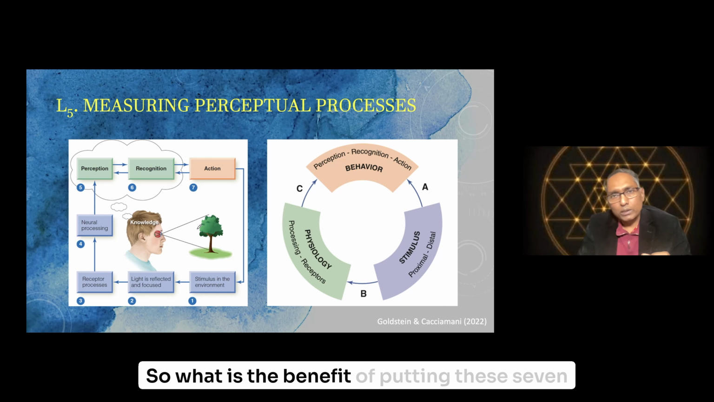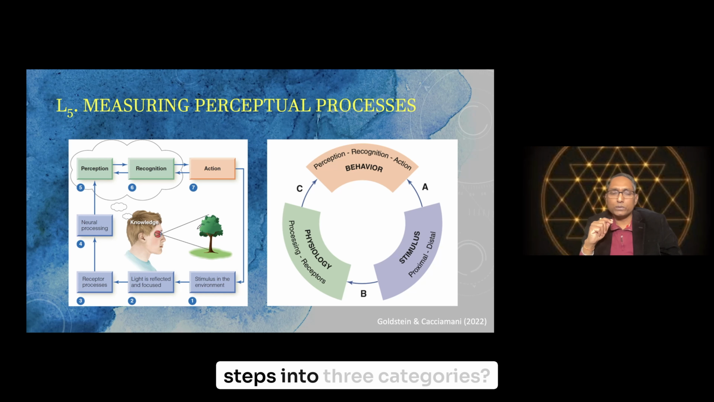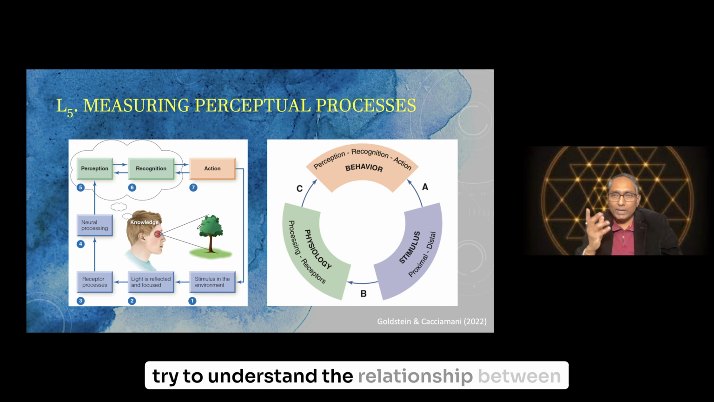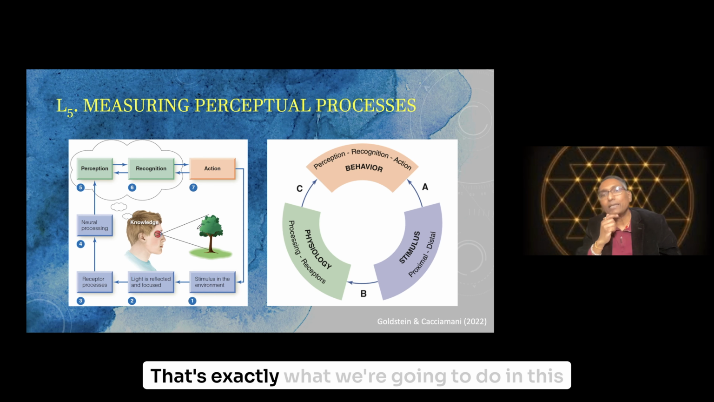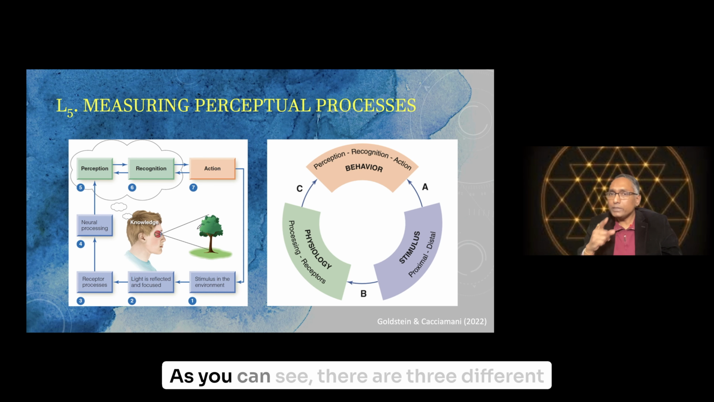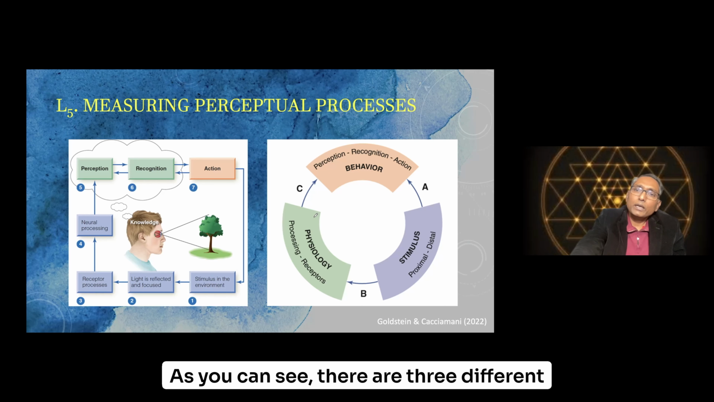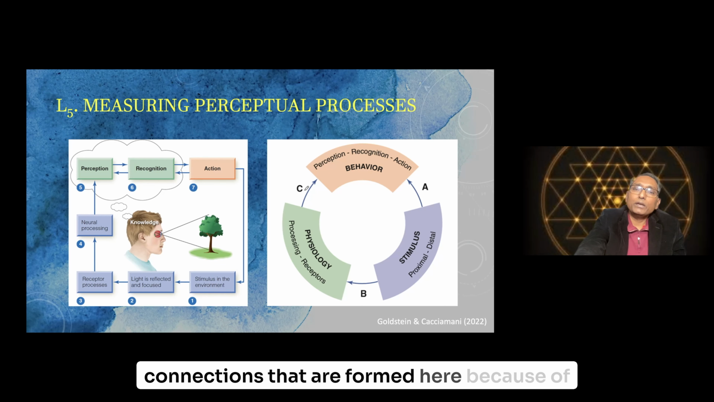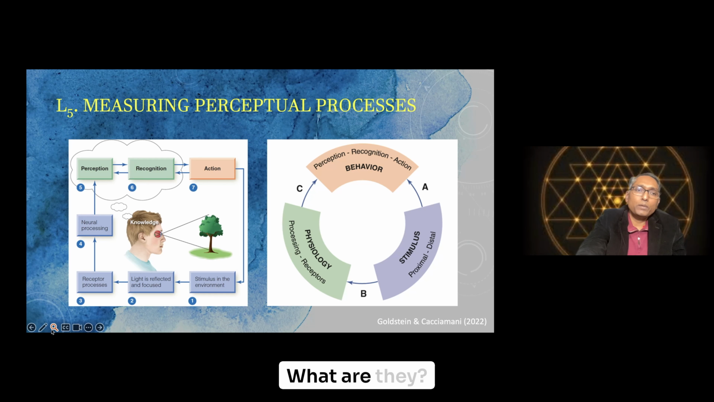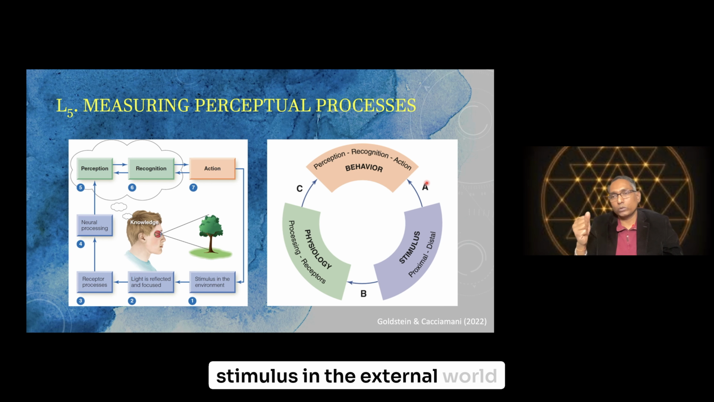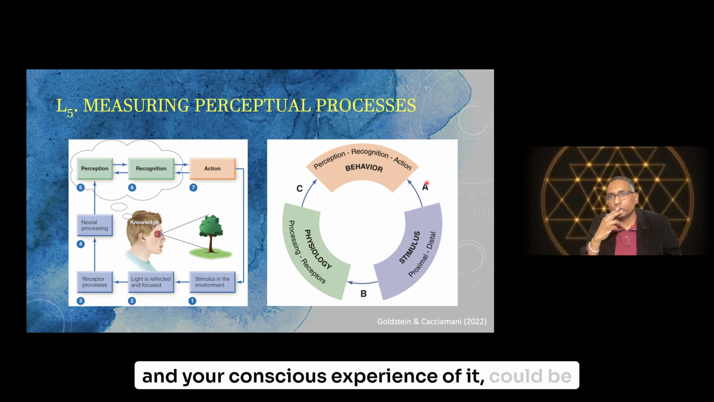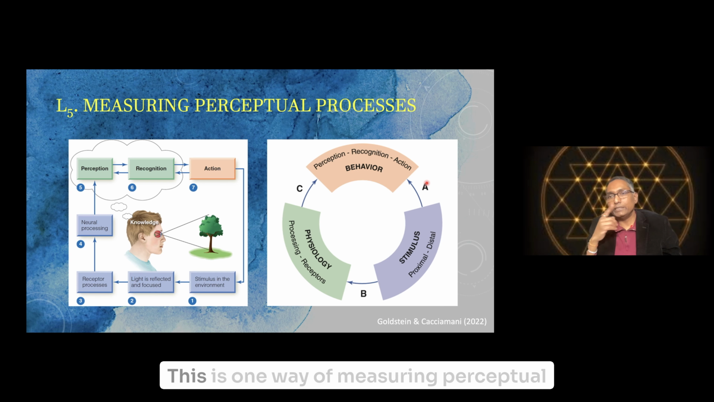So, what is the benefit of putting these 7 steps into 3 categories? Well, one benefit is now you can try to understand the relationship between these 3 categories to measure perceptual processes. That's exactly what we're going to do in this chapter. As you can see, there are 3 different connections that are formed here because of this categorization. What are they? A represents the relationship between the stimulus in the external world and your conscious experience of it. Could be perception, recognition, or action. This is one way of measuring perceptual processes.